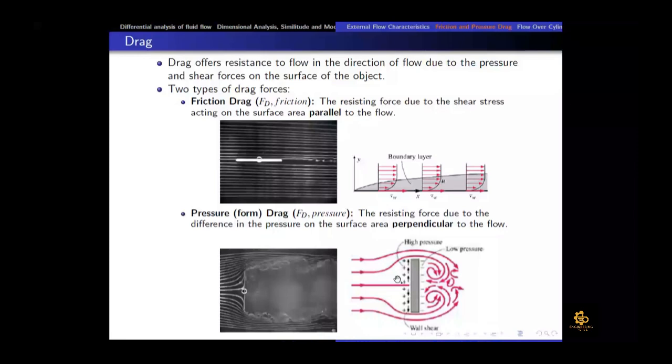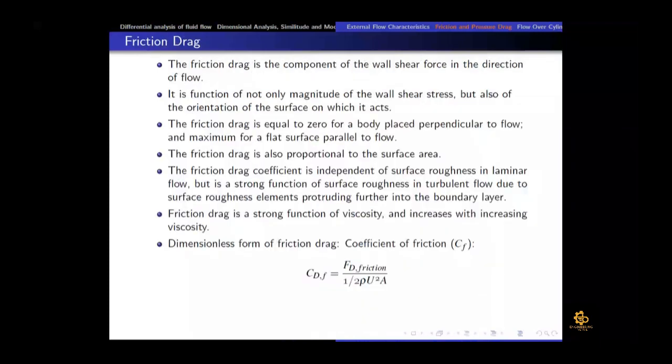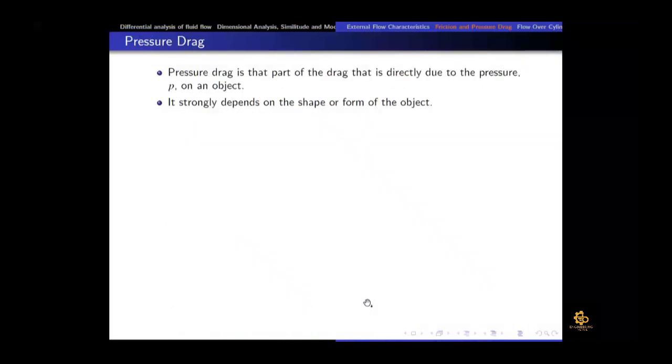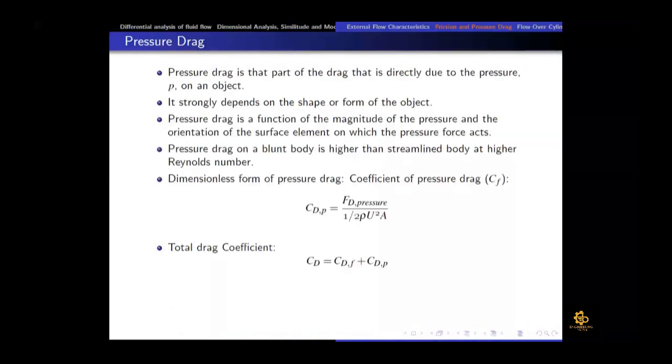These are the two components, and we discussed the detail in the last class that friction drag is a strong function of the viscosity and velocity gradient at the solid surface. The coefficient of drag due to friction would be equal to the frictional drag force divided by half rho u squared into area. We also discussed the pressure drag in the last class. The total drag on a body is the summation of the drag force due to friction and the drag force due to pressure difference, right?